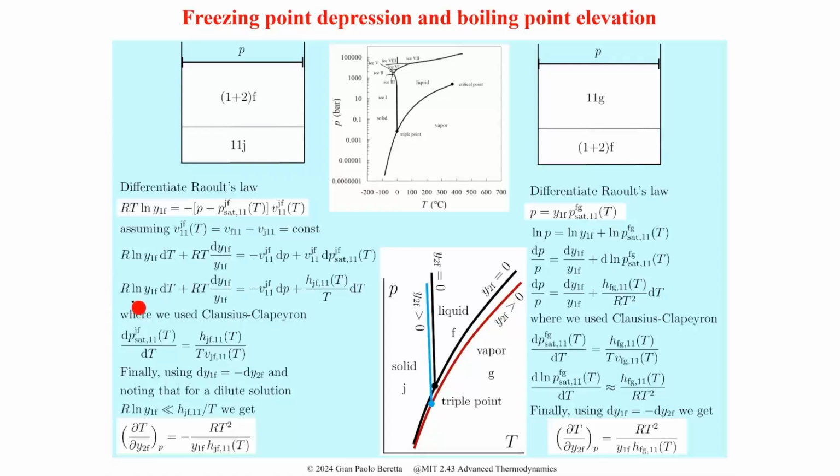Neglect this term here, which is good if you have a dilute solution, therefore the mole fraction is close to 1, and therefore the logarithm is close to 0. And you're left with these three terms. Then if you consider that you're not changing the pressure, so if you remain at constant pressure and change the composition of the solution, this tells you how the temperature will change.